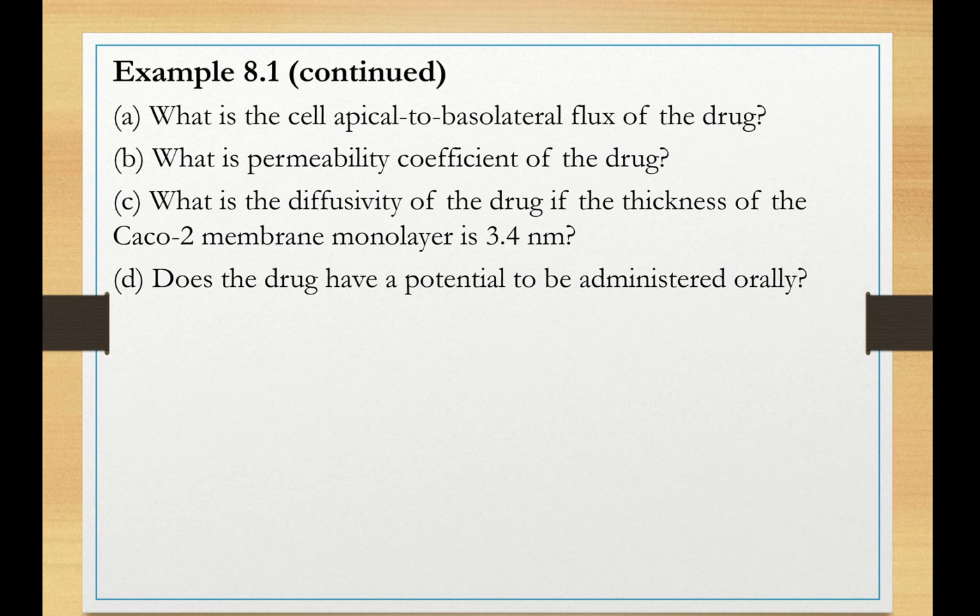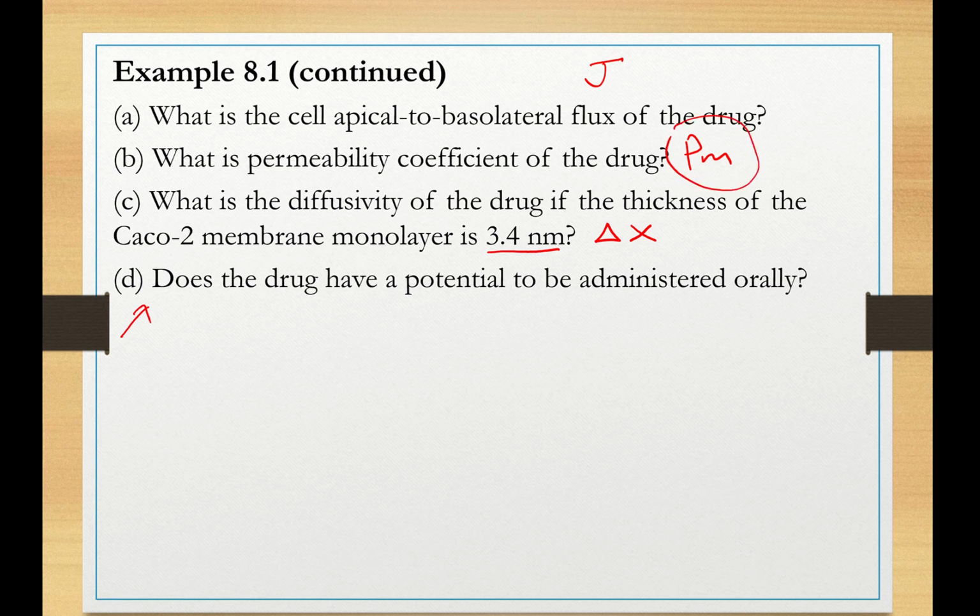Now, we have to answer this question. So what is the cell apical to basolateral flux? This is the J of the drug. What is the permeability coefficient of the drug? This is the PM. What is the diffusivity of the drug? If the thickness of the membrane monolayer is 3.4 nanometers, so this is delta X, okay, not A. A is 1 square centimeter, right? And you need to also address this question: does the drug have a potential to be administered orally based on these values, especially the permeability value, as we will see?